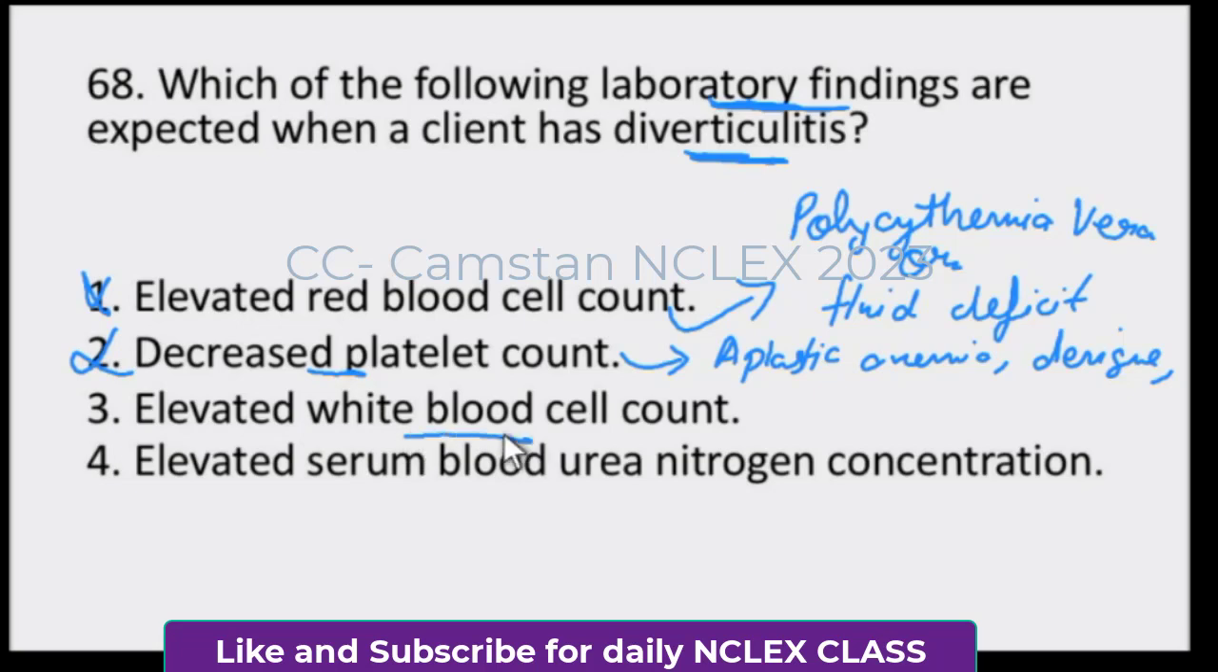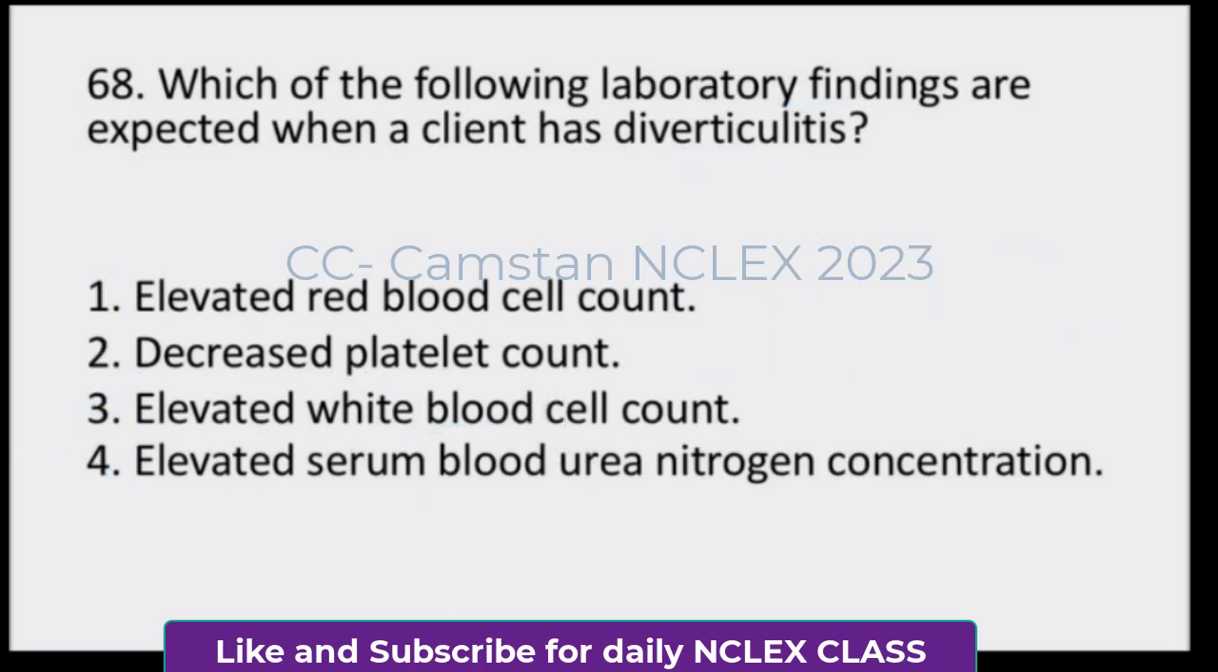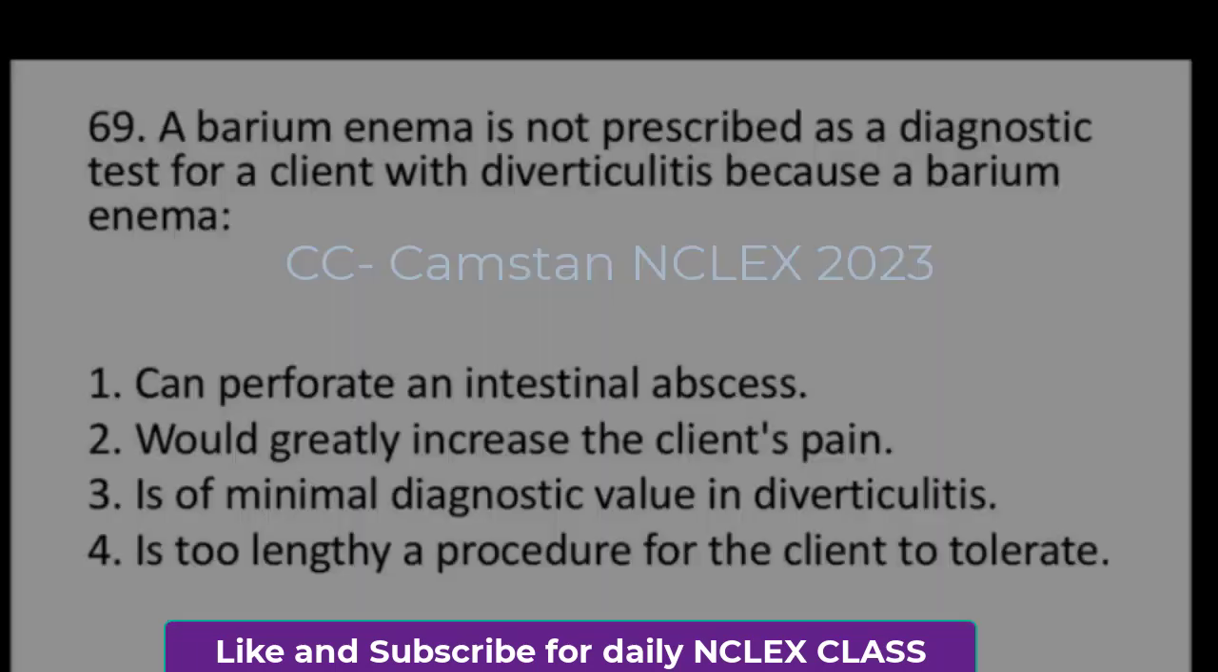Elevated white blood cell count. Yes, this option is correct because diverticulitis is an inflammation of the diverticula, basically an infection, and in infection, the WBC count rises. So the third option is correct. And the fourth one is elevated serum blood urea nitrogen concentration. Well, if serum blood urea nitrogen is elevated, it is associated with renal conditions, and diverticulitis has nothing to do with renal condition. So the fourth option is also incorrect. So the correct one is the third one, that is the elevated white blood cell count. Right. Moving on to the next question.